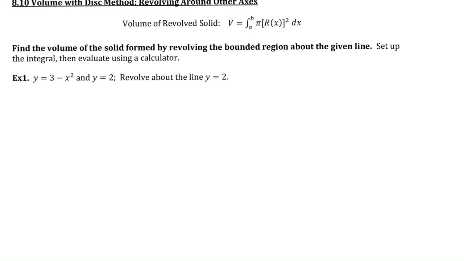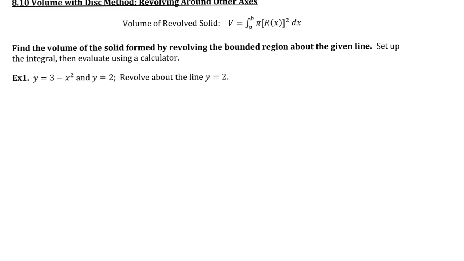Okay, 8.10, volume with the disk method, revolving around other axes. Volume of a revolved solid is the volume from A to B of pi times the radius squared with respect to x. Find the volume of the solid formed by revolving the bounded region around the given line. Set up the integral, then evaluate using a calculator.